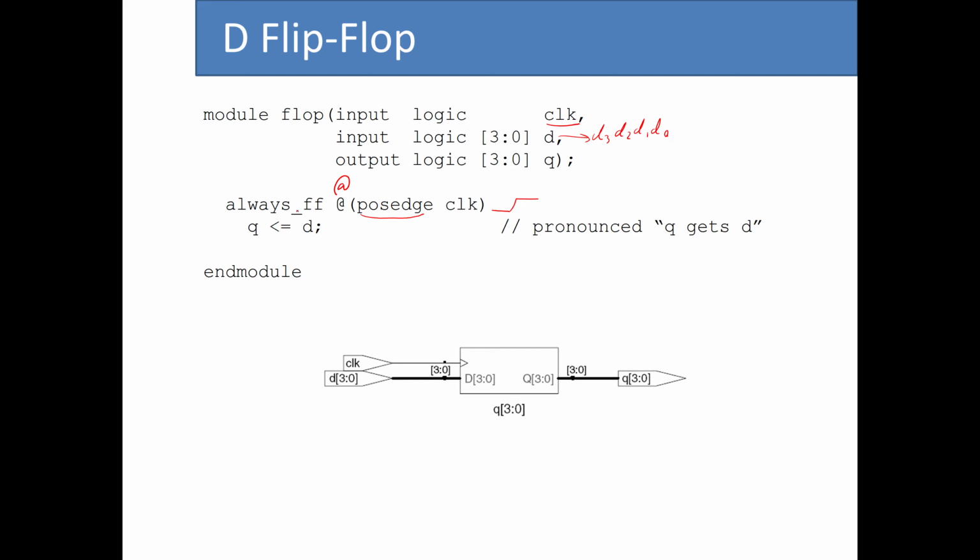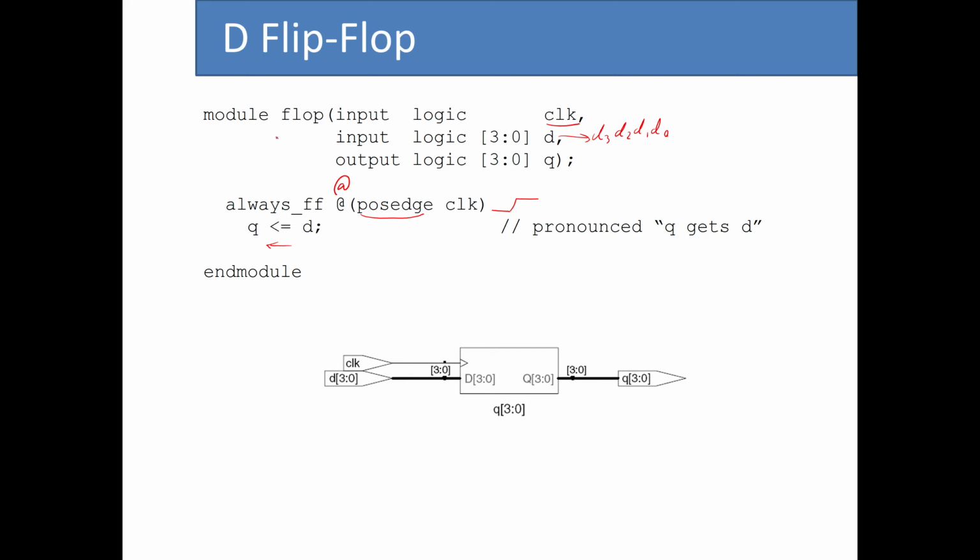As for the statement that we want to execute, we get Q less than or equal to D, right? But this is not actually less than or equal. It resembles an arrow, and basically means that Q gets the value of D. I will talk about this type of statement later on as well.